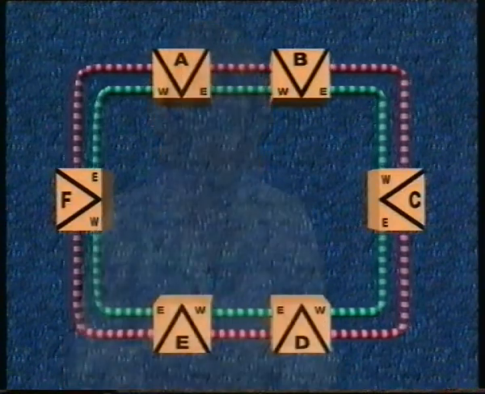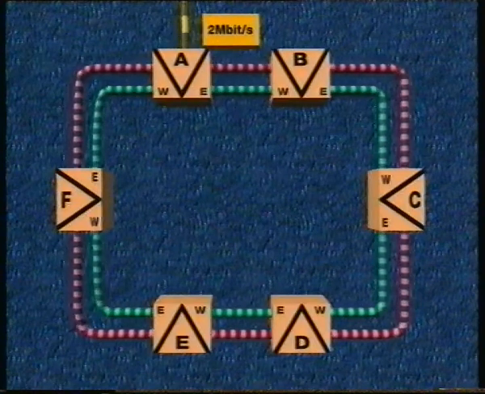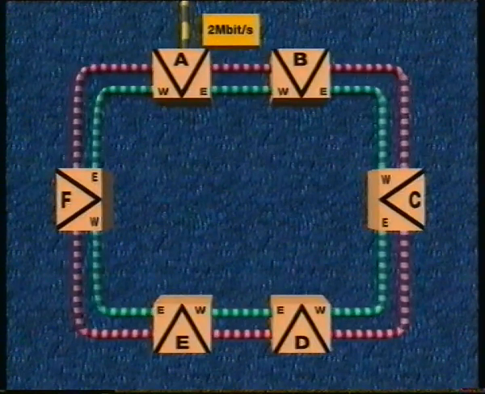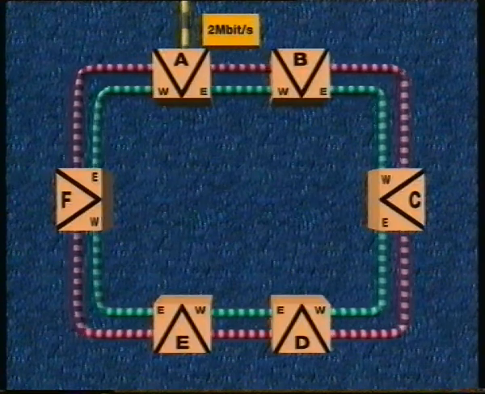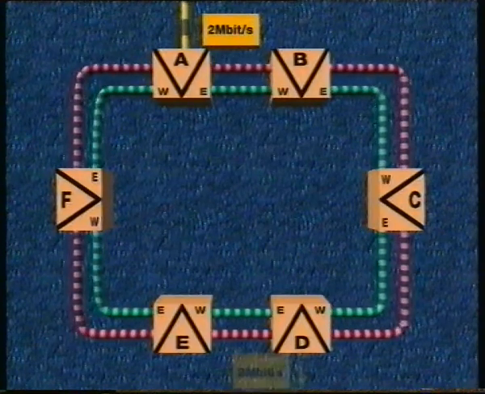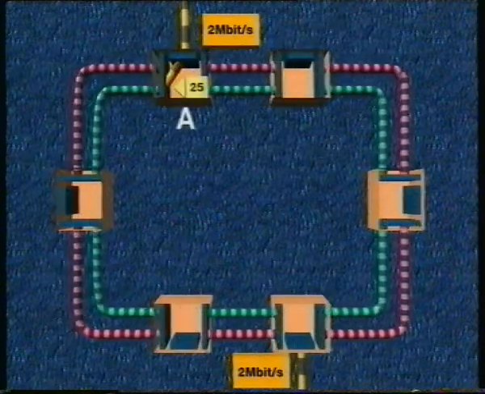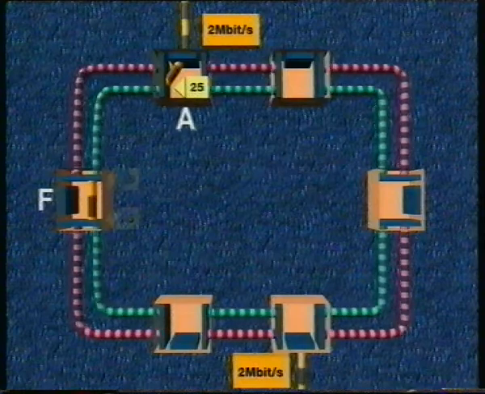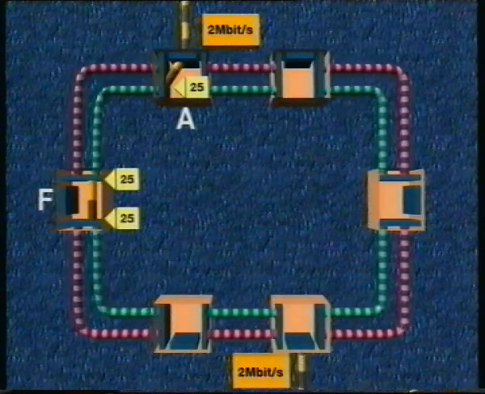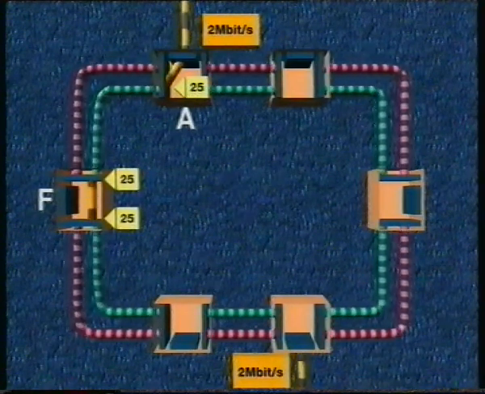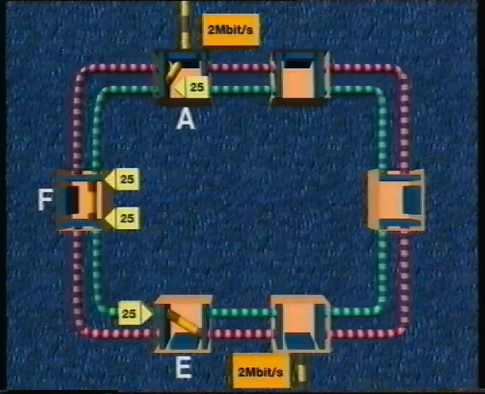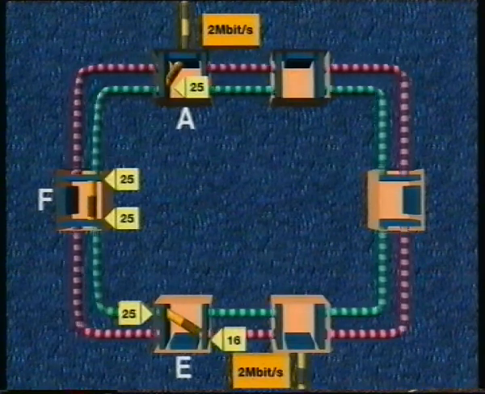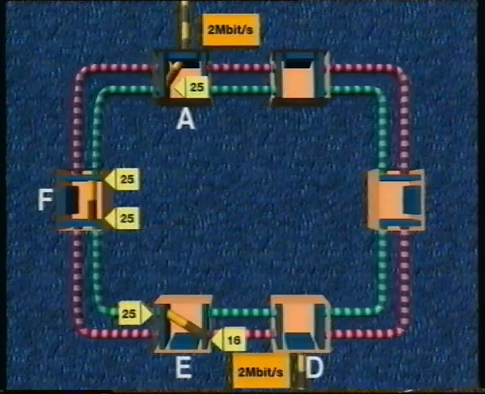Let's look at the routing of a typical 2 megabits per second circuit where both ends terminate on the same ring. As you can see, the circuit starts at ADM A. Here the traffic is applied to a 2 megabit tributary port on the ADM. The signal is cross-connected and then multiplexed as channel 25 in the VC4 payload for transmission to ADM F. In ADM F, the path for our circuit is connected channel 25 to channel 25. At ADM E, the tributary unit arrives as channel 25 and is cross-connected to channel 16 for transmission to ADM D, where the circuit then terminates.